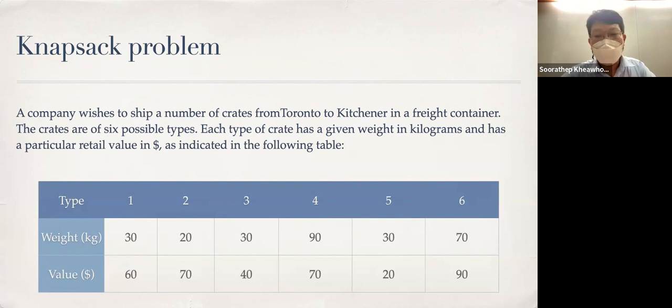Each type of crate has a given weight in kilograms and a particular retail value in dollars, as indicated in the following table. We can accept 6 possible types: type 1, type 2, type 3, type 4, 5, and 6. The weights are 30, 20, 30, 90, 30, and 70. The values are 60, 70, 40, 70, 20, and 90.